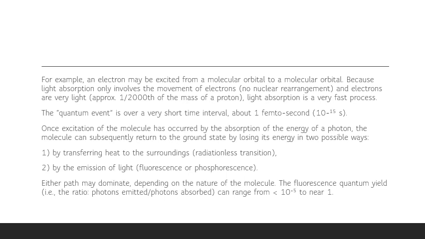The molecule's quantum yield can range from 10 to the minus 5 to 1. Quantum yield we will discuss in detail later on, but here quantum yield is what is emitted divided by what is absorbed. Nearly 1 means whatever is absorbed, most of it is emitted. That is called very good emission. It can be as low as 10 to the minus 5. It can vary.